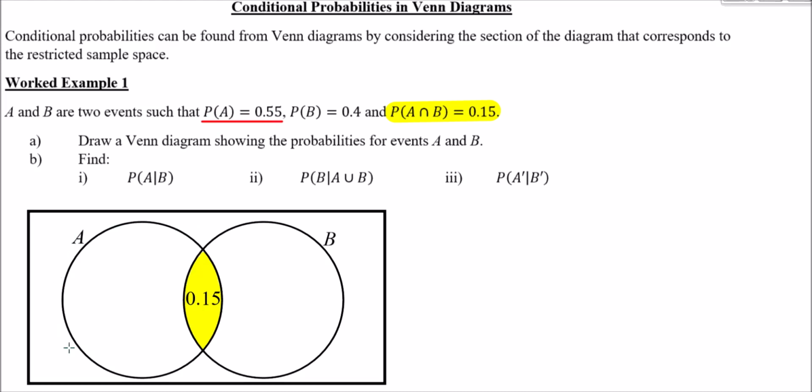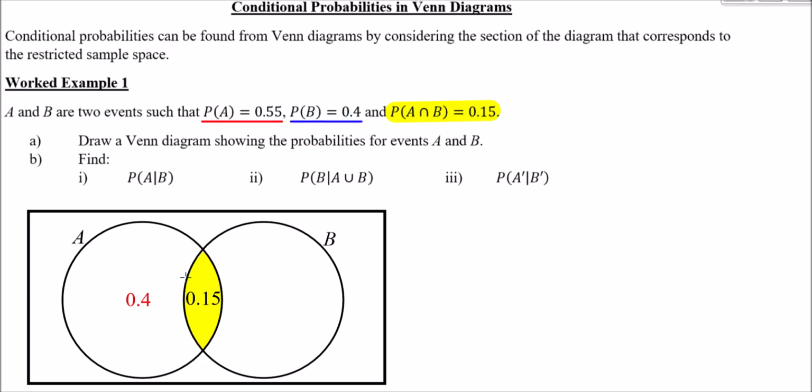So contained in the entirety of circle A needs to be values that sum to 0.55. Now I've got this 0.15 already, which is still part of the entire circle A, so the bit belonging to just circle A and not the overlap will be 0.55 subtract 0.15, which is 0.40, or just 0.4. In a similar way, for B, the probability of B is 0.4.